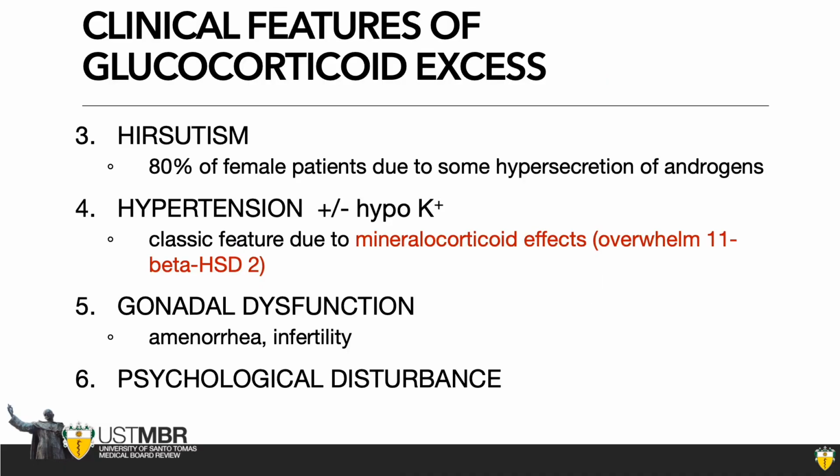Hirsutism can be found in female patients. Hypertension, we already said that it can cross, overwhelm the enzyme that breaks it down in the renal tubules, and then they start to exert mineralocorticoid effect, causing sodium reabsorption and potassium excretion. So hypokalemia and hypertension can happen. Gonadal dysfunction, there's a cross negative feedback to LH-FSH by cortisol, and psychological, you've heard of steroid psychosis, right? So sometimes there could be psychological disturbances.